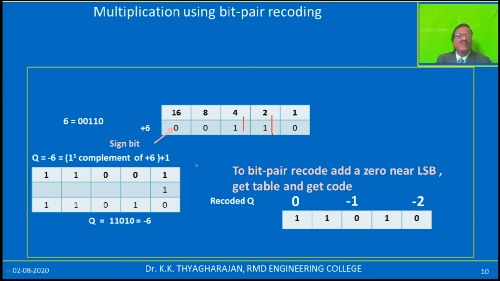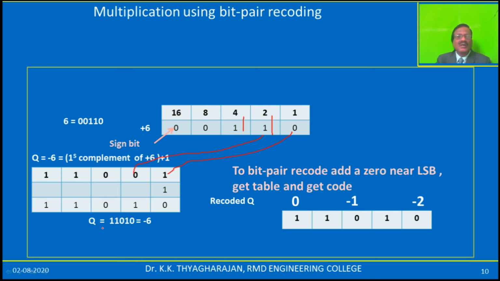It is better to find minus 6 also. To get minus 6, you take the same value and take its 1's complement, so this 0 will become 1, and 1 will become 0. This is the 1's complement. Then you add 1 to get the 2's complement. 1 plus 1 is 2, so you put 0 here and there will be a carry, and that carry will be added with this 1. So you get 1 here, then 0, here also 1. So 1, 1, 0, 1, 0 is the binary code for minus 6.